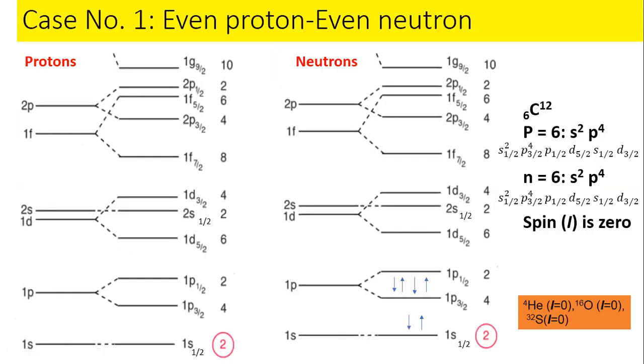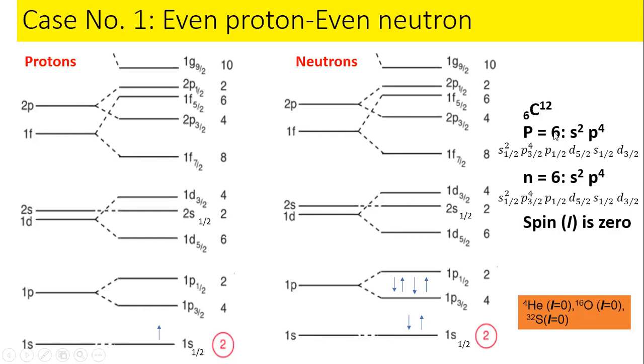So first, let's move to the first case, when an even number of protons and an even number of neutrons are present. We have already discussed that because both are even numbers, there will be no spin. The spin of the nucleus will be 0. Nuclear spin will be 0. Here there are the same energy levels with respect to the protons and the same energy levels with respect to the neutrons.